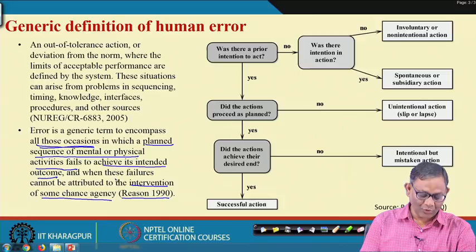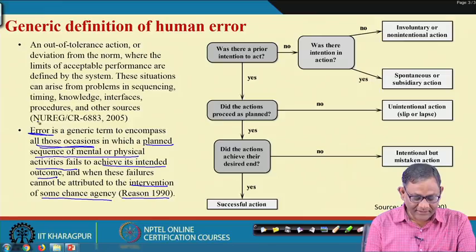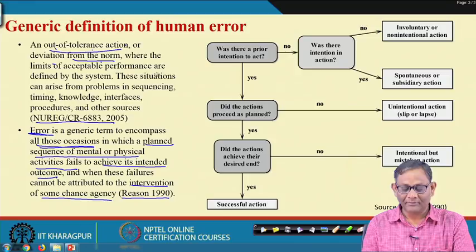Now, when human involvement is there, that is human error. Then another definition is given by the Nuclear Regulatory Board: an out of tolerance action or deviation from the norm, where the limits of acceptable performance are defined by the system.